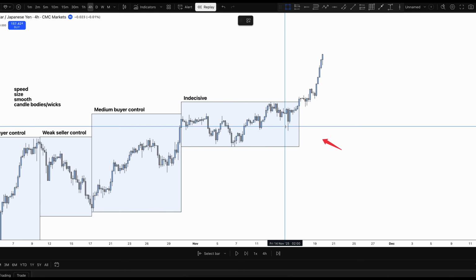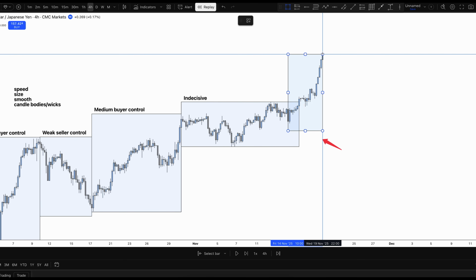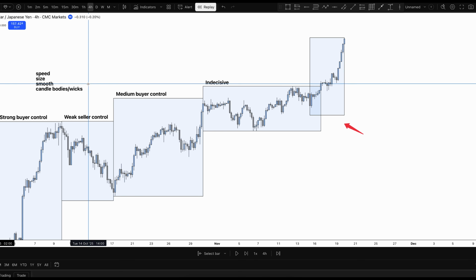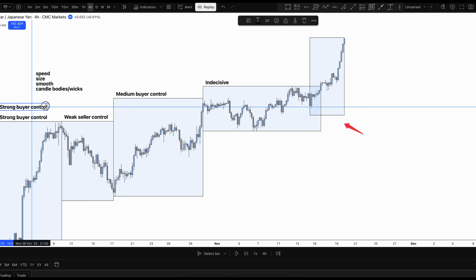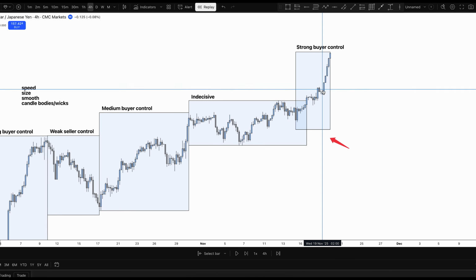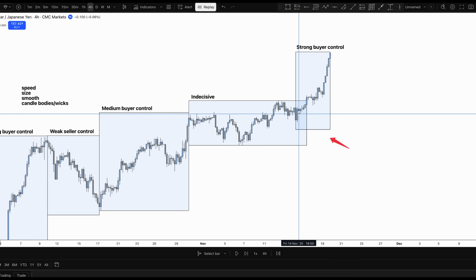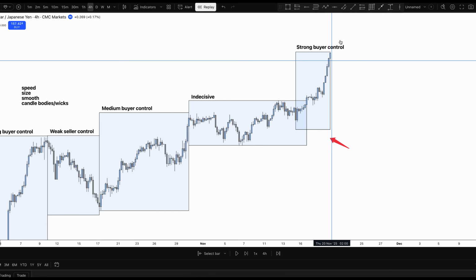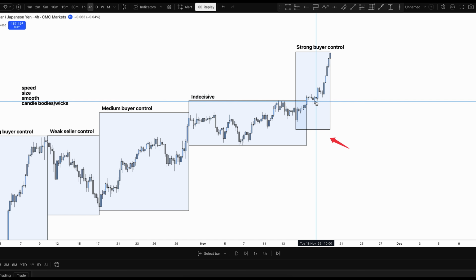Then what we've just got at the end, if we go from low to high, is again very clear strong buyer control. This is a fast move. The candle bodies are pretty much all bullish, okay? So we've got bullish, bullish, bullish, bullish, bullish there, bullish there. We only have two tiny little pullbacks.